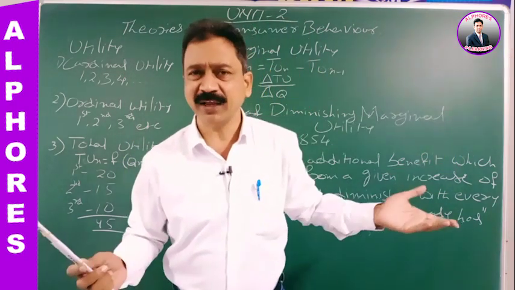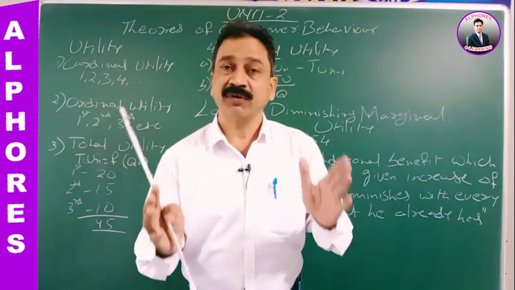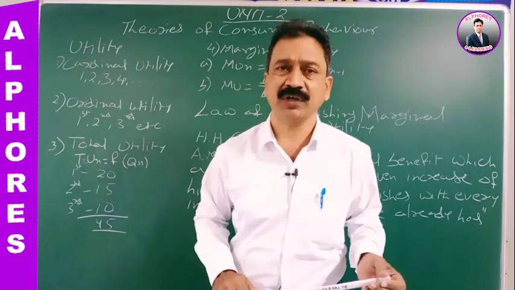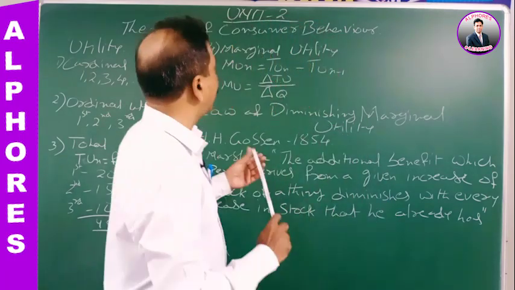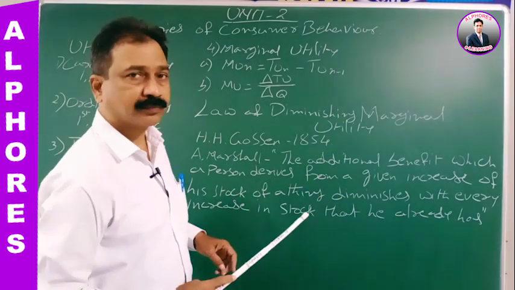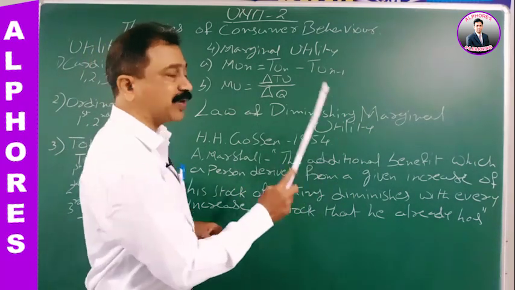There are plenty, but now for your knowledge, I am going to give some of them which are provided by our textbook. So the first one we will see is the law of diminishing marginal utility.